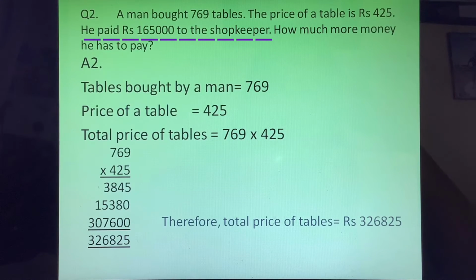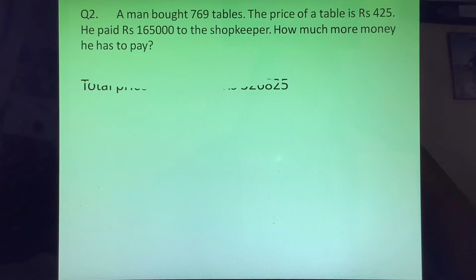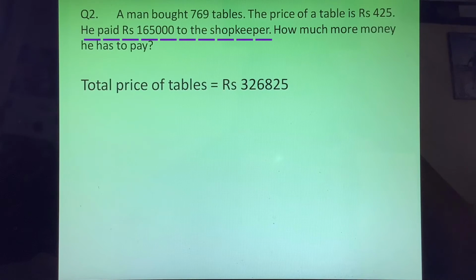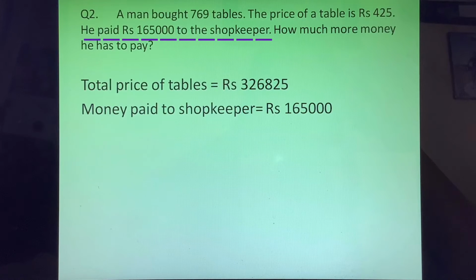So next statement we will write in the question is total price of tables. Then after that he has paid some money. So we will write about that. Money paid to the shopkeeper is equal to rupees 165000. How much more money he has to pay?